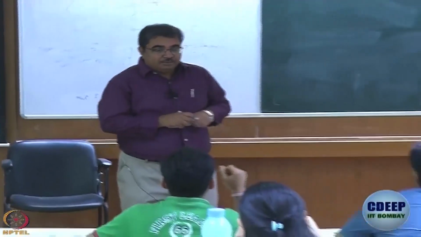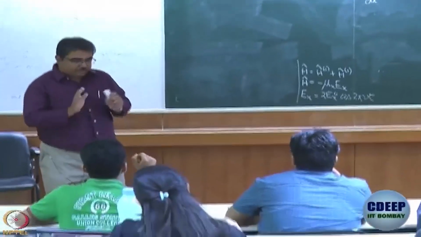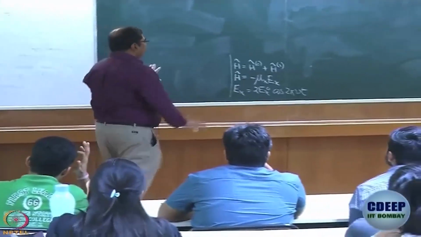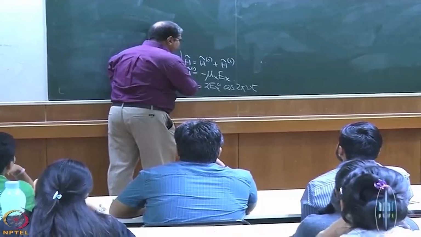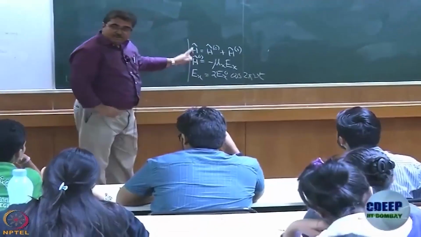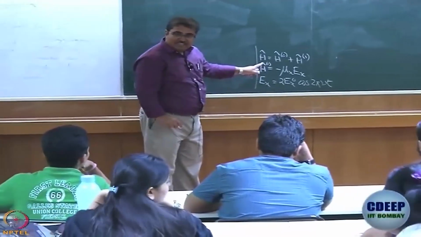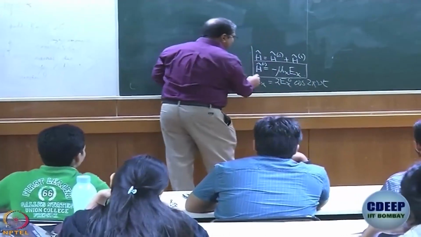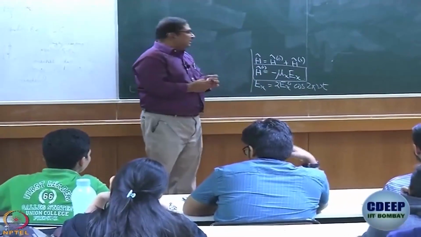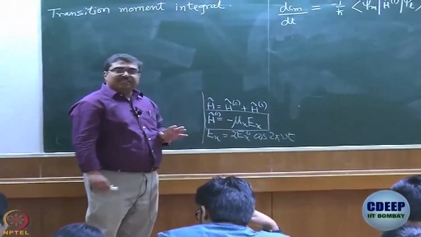How do we get the Hamiltonian as minus mu x into Ex? All right. So, the question is, how do I know that this Hamiltonian, first order term, is correct? How do I know that the correction term is minus mu x into Ex?